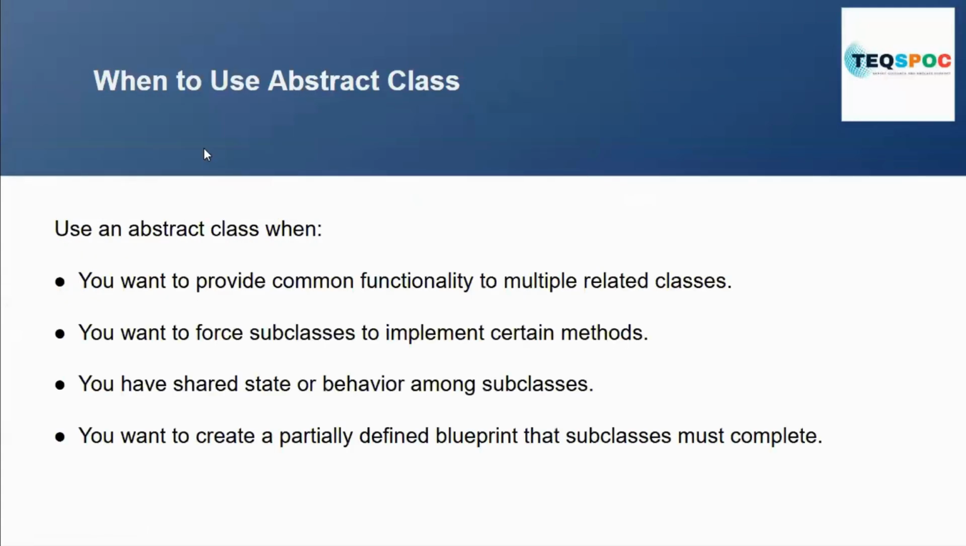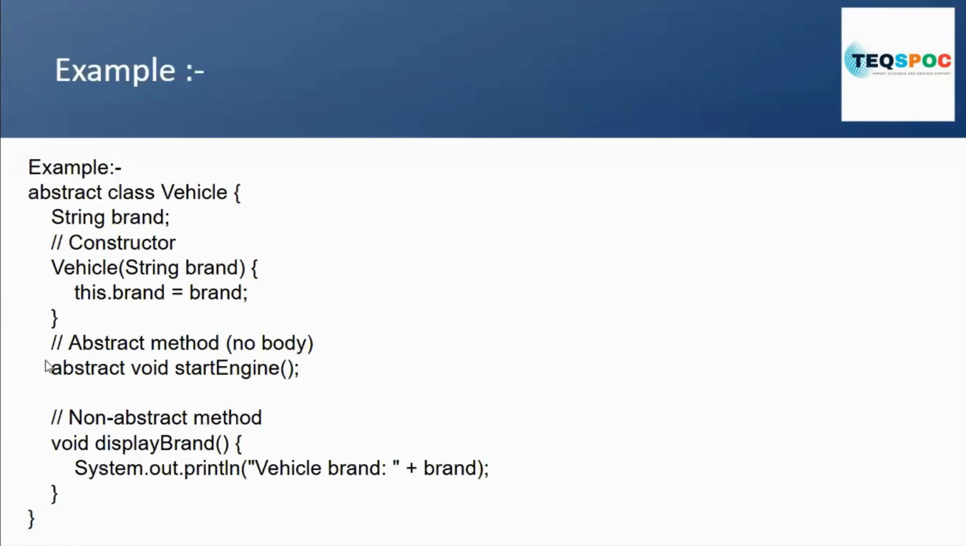So why do we basically use an abstract class? Use an abstract class when you want to provide common functionality to multiple related classes. Create one abstract class and implement the abstract class inside another class, similar to interfaces. And if you have to force a subclass to implement a certain method, then you can use an abstract class. If you have to share state or behavior among the subclasses, then you can create one abstract class and implement those methods in another class. You can create a particularly defined blueprint that a subclass must complete. This is basically the structure.